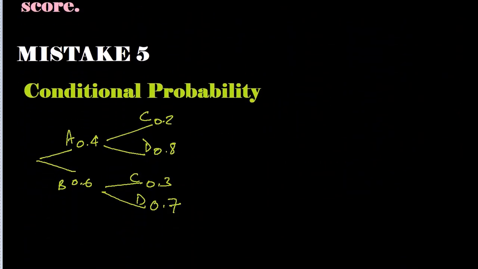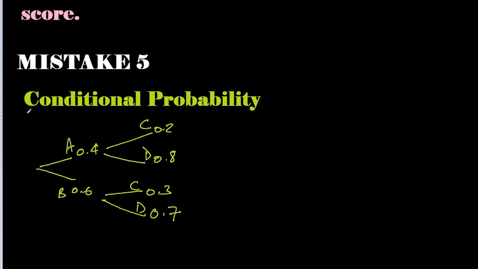Okay, let's move on to mistake number 5, which is about conditional probability. Usually this is the situation. There are two events, A and B, with probabilities 0.4 and 0.6. After they have happened, with A, the probabilities of C and D are these two, and with B, the probabilities of C and D are 0.3 and 0.7. And the question usually given is the probability of B given D. So you can see in this tree diagram, D happens after B has already happened.